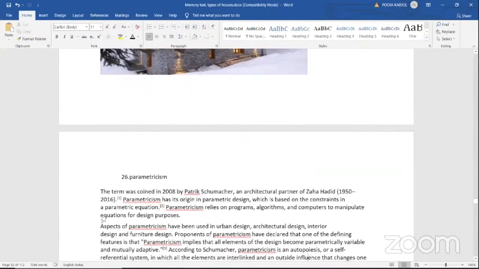Parametricism. The term was coined in 2008 by Patrick Schumacher, an architectural partner of Zaha Hadid. Parametricism has its origin in parametric design, which is based on the constraints in parametric equation. Do you guys know what parametric equation means? Heard of?